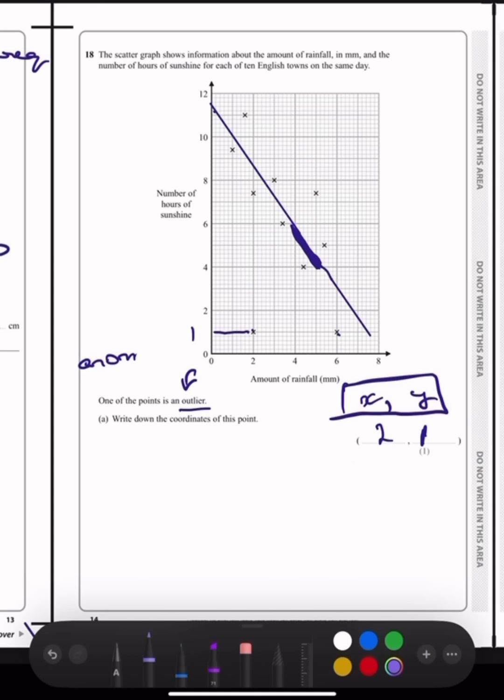And we showed this negative correlation to prove the relationship between the amount of rainfall and the number of hours of sunshine, because that's the question they asked us earlier. Okay.